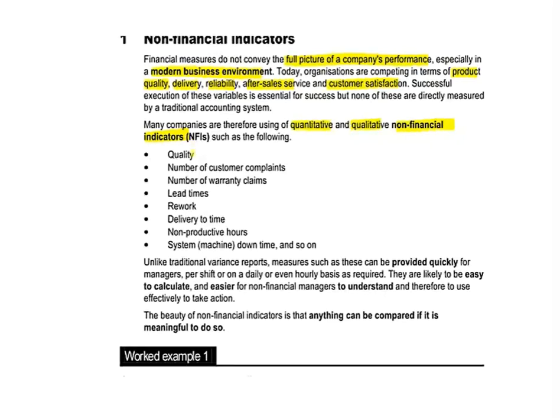These sorts of information then, unlike the information that's coming from the financial statements, can often be provided very quickly. So we might be able to have information per shift or even hourly about non-production time, downtime, or the number of defective items. The advantages then, as well as the speed, are that they are very easy to calculate, and often much easier for non-financial managers to understand and therefore to be able to take action. So if they know then that they've got 10 minutes of idle time per hour, they can think about how to address that. With non-financial indicators then, anything can be compared if it's meaningful to do so.